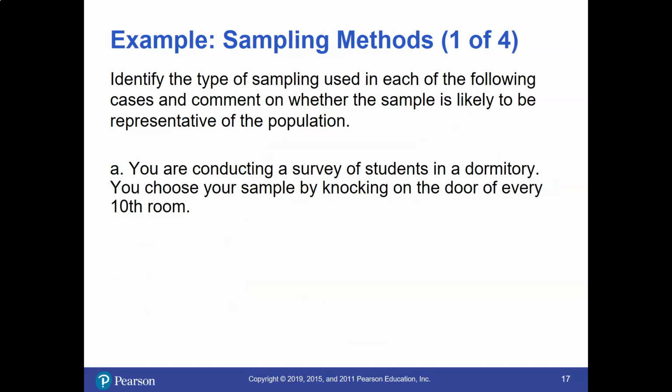Okay, so we're going to identify the types of sampling that occur here, one of those 4 topics. So you're conducting a survey of students in a dormitory. You choose your sample by knocking on the door of every 10th room. Now, that sounds very systematic, every 10th room. It's kind of a combination because inside your dormitory, that's also a kind of convenient way of sampling. So you could make an argument that this is a combination of convenience sampling and systematic sampling. Probably they'll just say systematic.